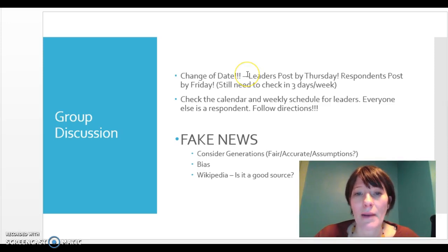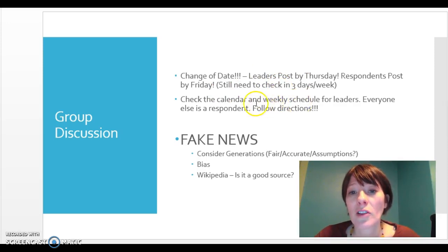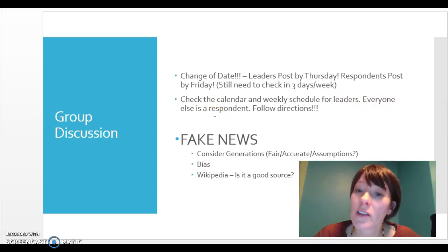So I've changed just this: leaders need to post by Thursday. Respondents, you will have until midnight on Friday to respond to these. This still means that you should be checking in 3 times a week, but you need to pay attention to whether you're a leader. Check the weekly schedule and the calendar to see when you're a leader. On those days, make sure you're checking in by Thursday to post your response. Everyone else who's a respondent, you can make sure you're logging in by Friday. Know if you're a respondent or a leader and follow those directions. That will be important.